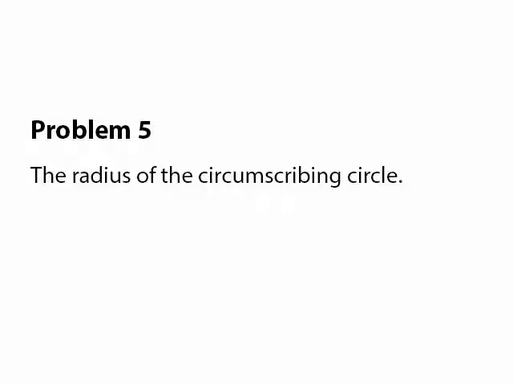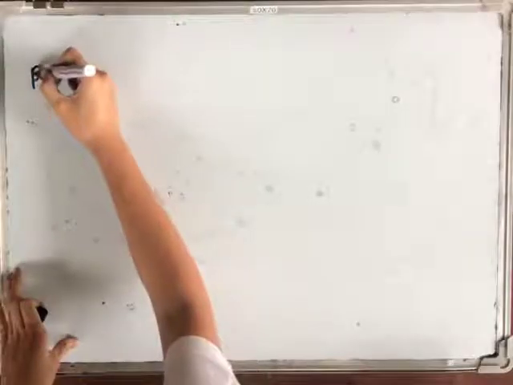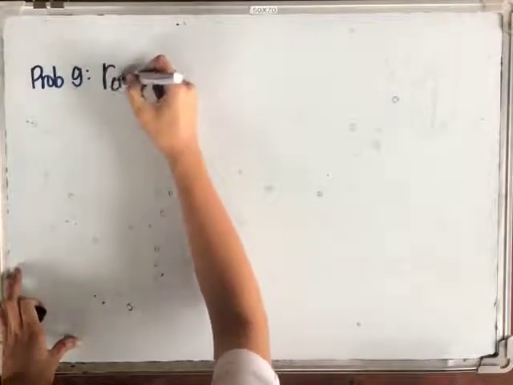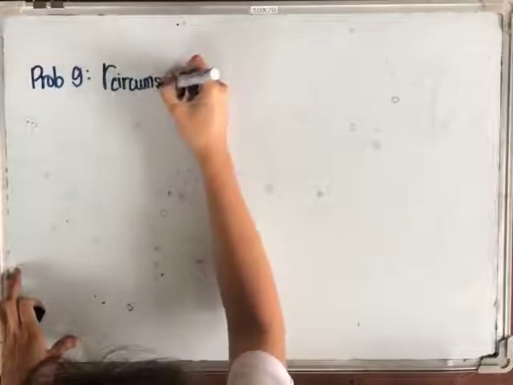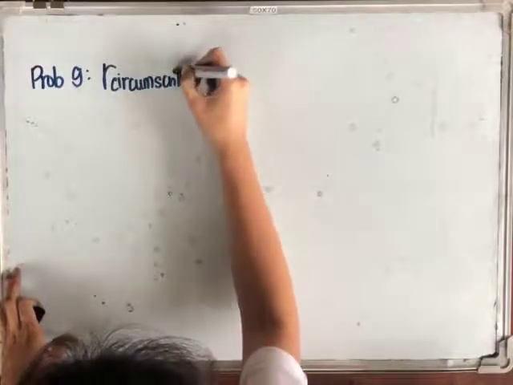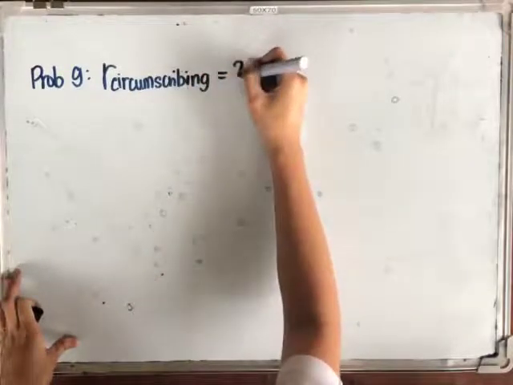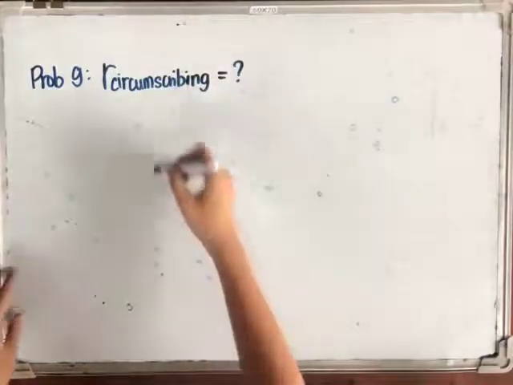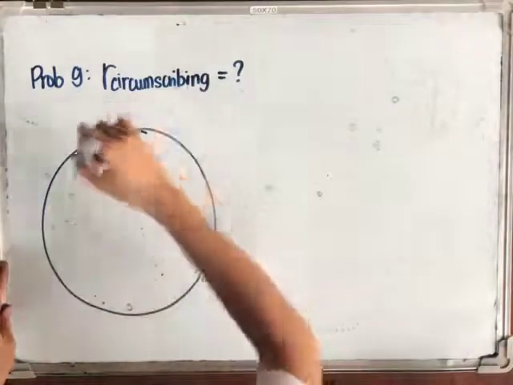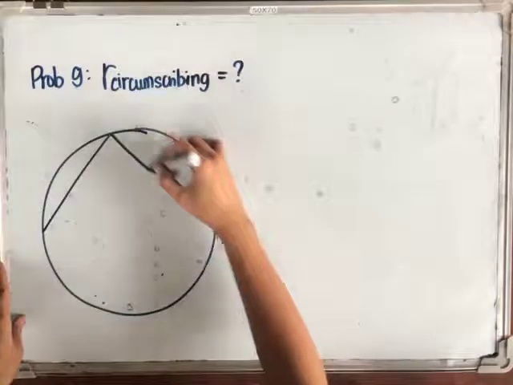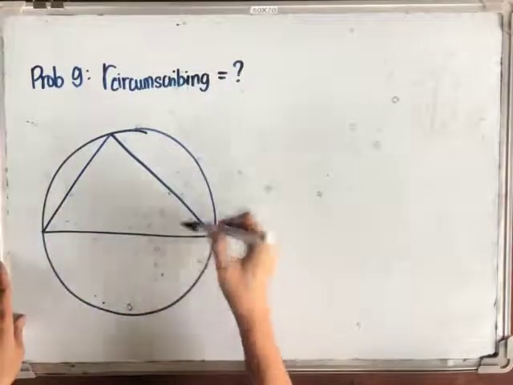Okay. Problem 9. For the same triangle na pinag-uusapan natin kanina, find the radius of the circumscribing circle naman. This is R circumscribe naman. Circumscribing. Parehong triangle ang pinag-uusapan. So, let me draw the circle first para maayos ang ating drawing. Then, draw ko ngayon yung ating triangle. Kasi ito yung 70, 90, and 120 kanina.